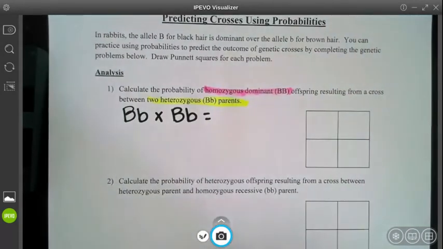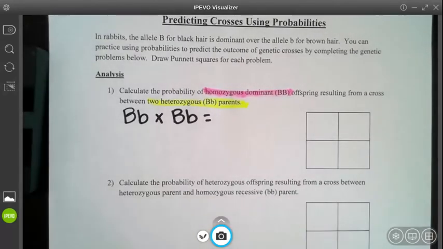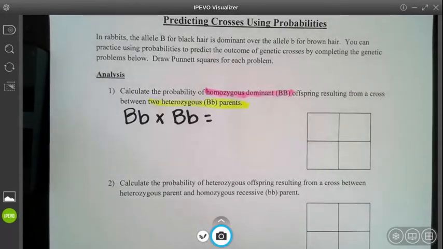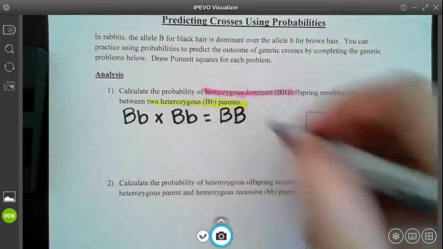So that is the first part. Big B little b times big B little b. Two heterozygous. Remember, hetero means different, homo means same. My offspring that I want is a homodominant, which I've given here. So that's 2 big B's.